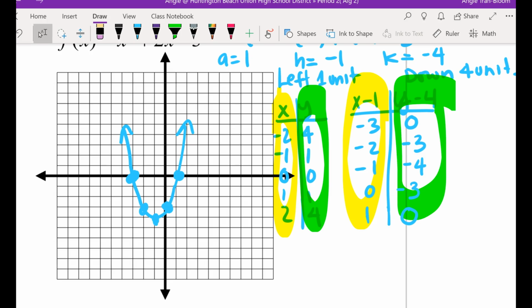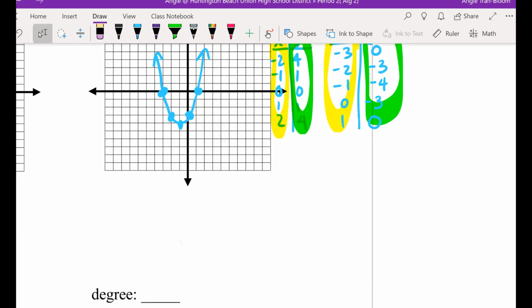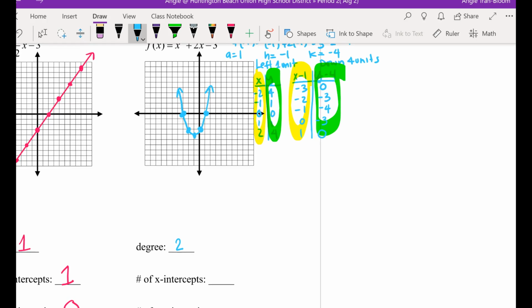Ready? Okay. Let's fill out the bottom. What is the degree of this function? 2. You're right. How many intercepts do you see? 2. And here, let me connect the dots for you. If your function or equation has a degree of 2, then at most, you should have 2 intercepts. What do I mean by at most? There's no more. So 2 will be the max if your degree is 2.